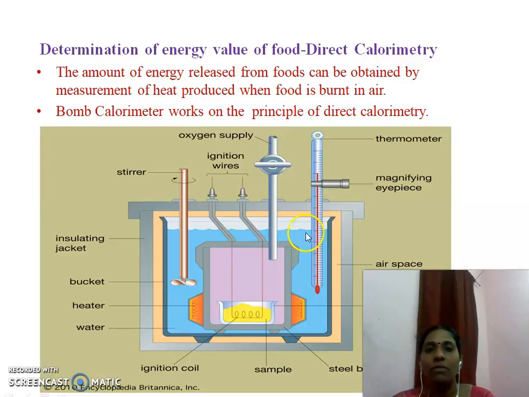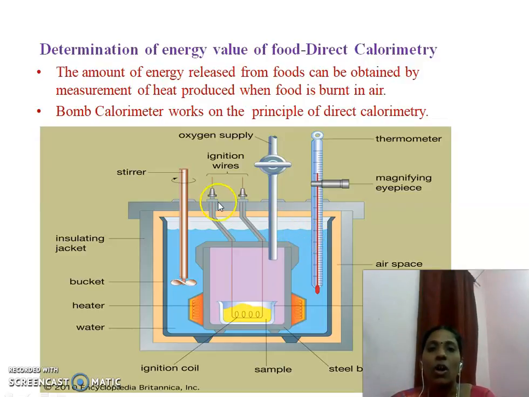That is, the water which is present inside should be measured. And not only should it be measured, the initial temperature of the water should also be noted down. This temperature is noted down by using the thermometer called the differential thermometer. This is the differential thermometer. So by using this thermometer, the initial temperature of the water should be noted down.